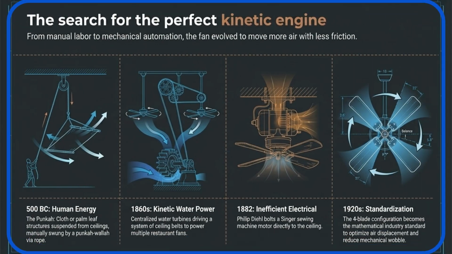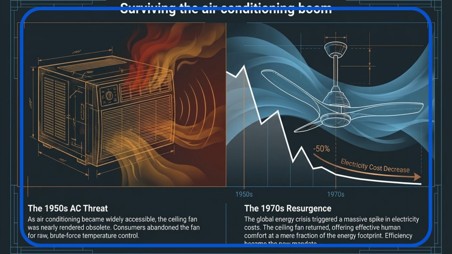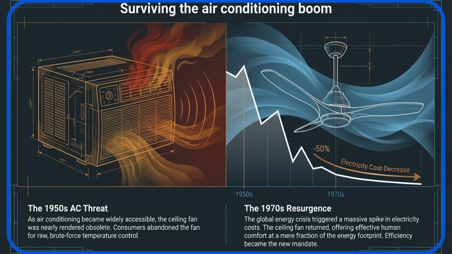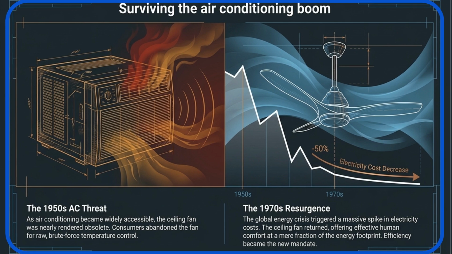The evolution of the fan has been a search for the perfect kinetic engine, aiming to move more air with less friction. The air conditioning boom in the 1950s threatened the ceiling fan. However, the energy crisis of the 1970s brought the fan back as a cost-effective alternative.